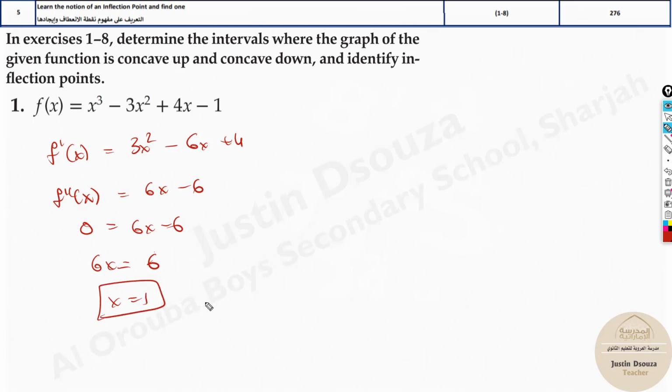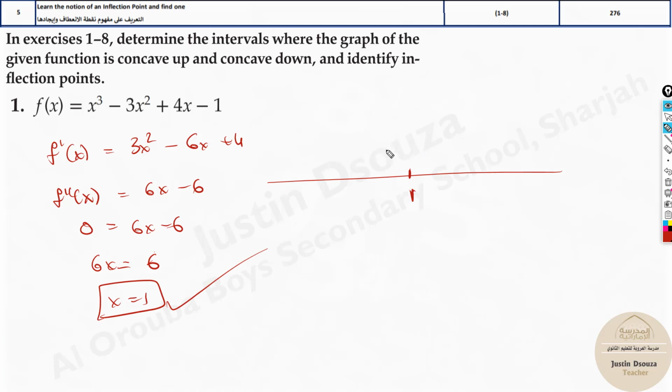Now, when the inflection point is just 1, in such cases don't go for a complicated method or anything. It's very easy. This is it. And now you can just do the number line and find it out if you want to find concave up and down. But if it's just the inflection point, this is it. This is the answer.